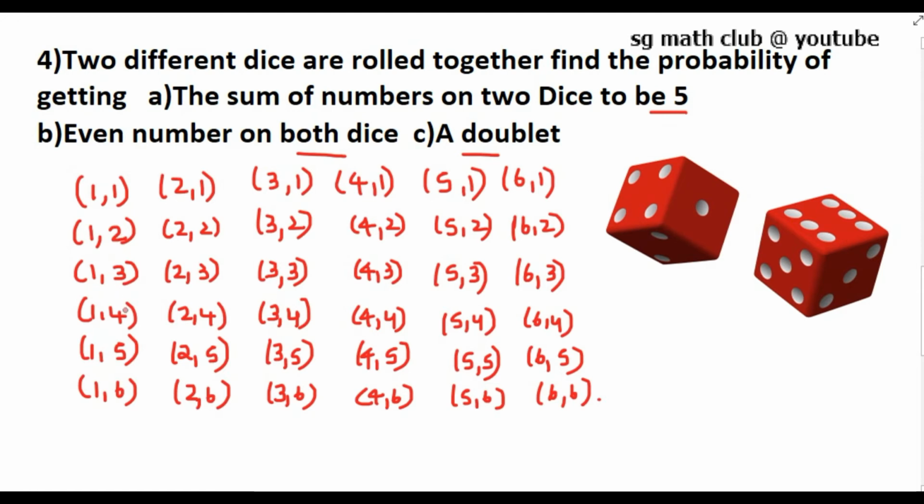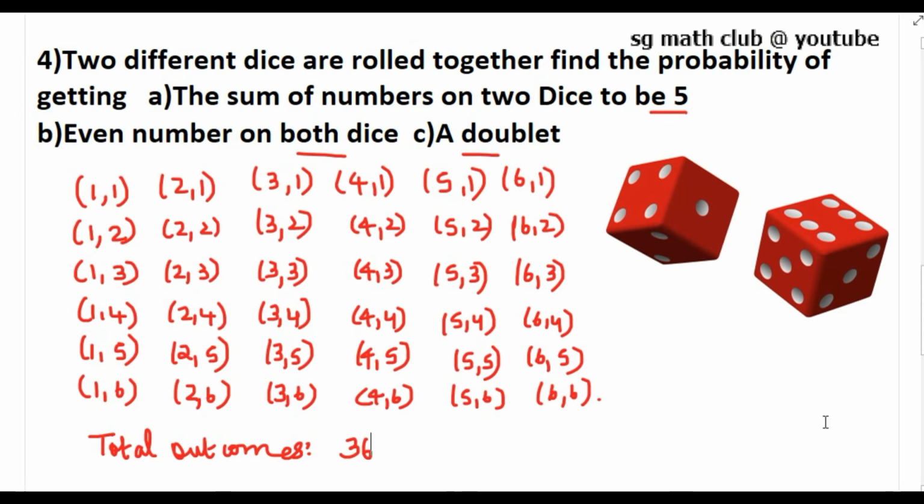So these are the possible outcomes. Total number of possible outcomes is 36. So when two dice are rolled, we are getting 36 possible outcomes. So (1,1), (1,2), (1,3), (1,4), (1,5), (1,6), etc. Now what is the probability of getting sum of numbers on two dice to be 5?